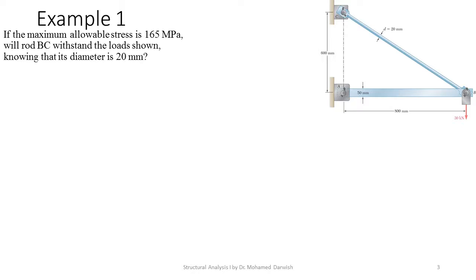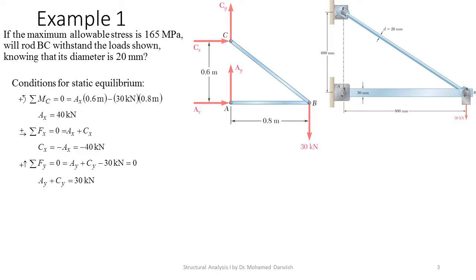So let's take a very simple example. This is a very simple truss, two members. If the maximum allowable stress due to the material property is 165 megapascal, will rod BC withstand the loads shown, knowing that the diameter is 20 millimeter? In such a case, we will simply analyze the truss.